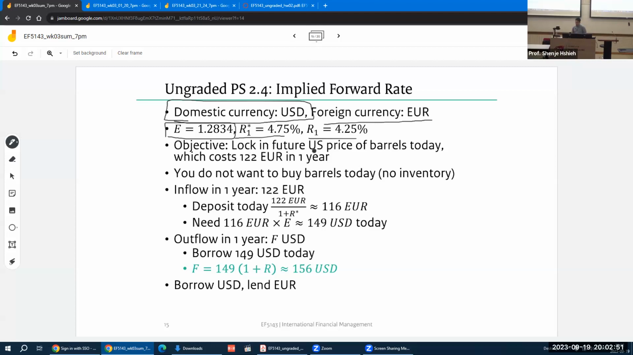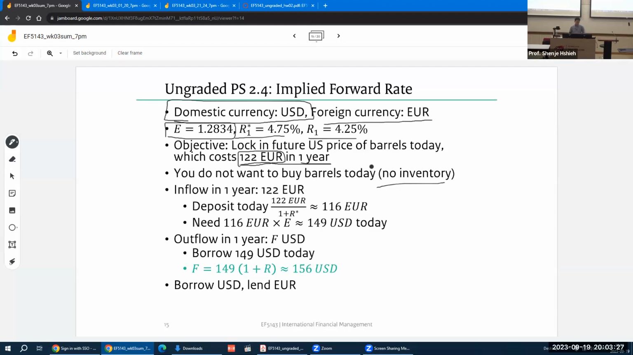Objective, lock in future US price of barrels today, which costs 122 euros in 1 year. Okay, so you have a future expense of 122 euros in 1 year. And the point is you don't need to have 122 euros today. You only need it 1 year from now, okay? And you don't want to buy the barrel today because assume you have no inventory. All right, so how would you go about constructing a synthetic forward contract?